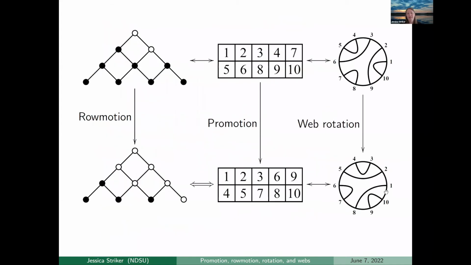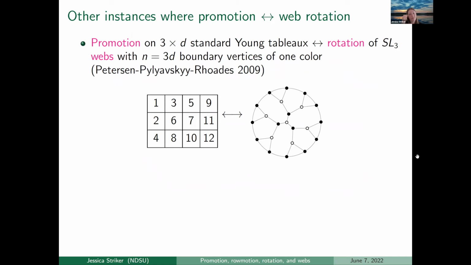But for this talk, I thought that it would be fun to concentrate a little bit more on these arrows over here. What are some situations where promotion corresponds to rotation, and maybe we also have some webs? Okay, so a natural first extension of this is, suppose we take our rectangular tableau from 2 rows and turn it into 3 rows. What can we say about that? Well, in work of Petersen, Pylyavskyy, and Rhoades in 2009, they had a correspondence between these standard Young tableaux and webs. And these are called SL3 webs.